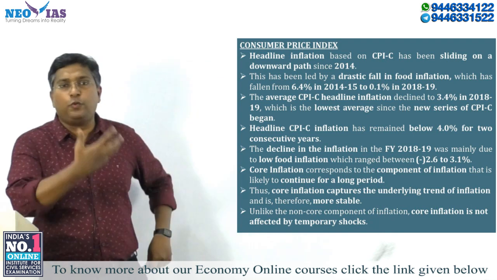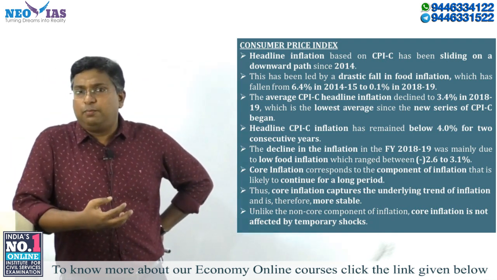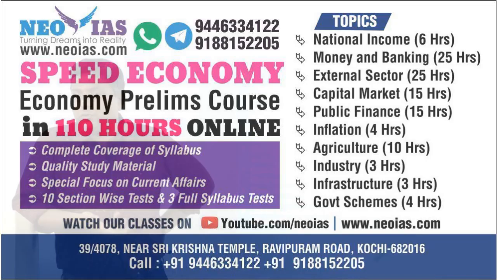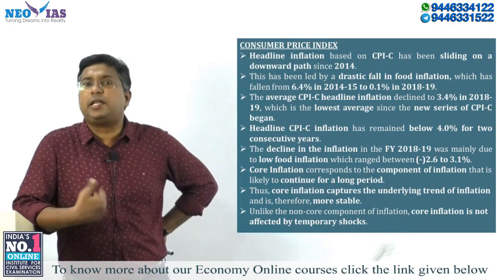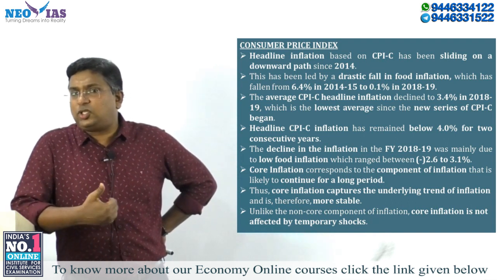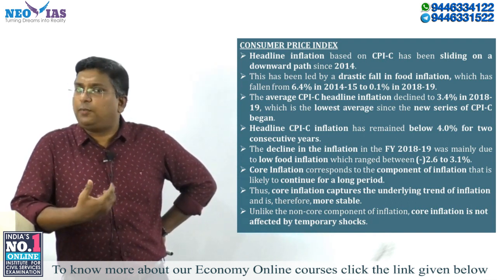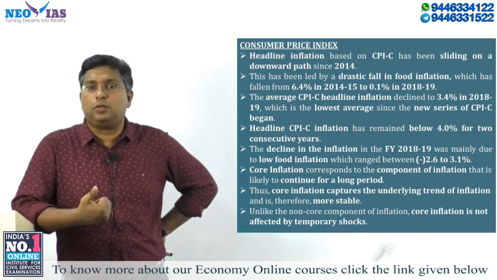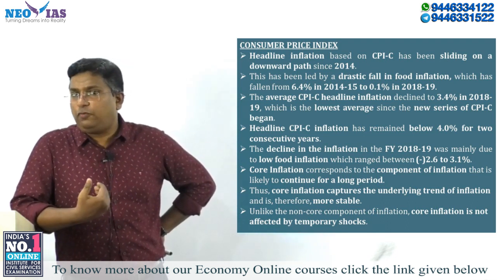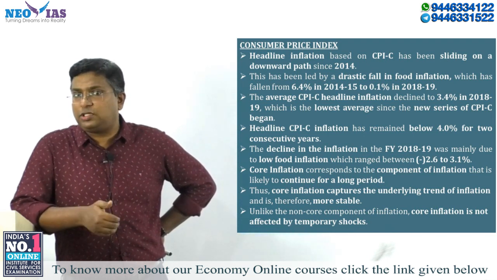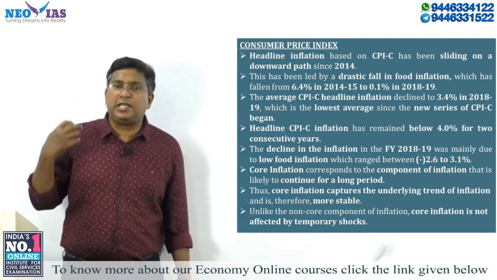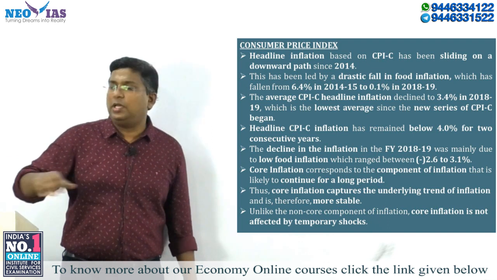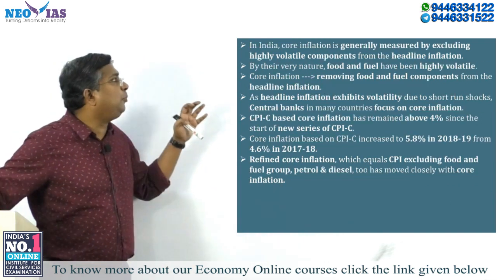We know that food items change based on seasonal factors, and fuel item prices change continuously in a drastic way based on international oil prices. But these changes do not affect core inflation because they are not considered in it. So core inflation shows the underlying inflation and is considered more stable. The reason is that these volatile items in the headline inflation are removed in core inflation. That's the most important point you note down.